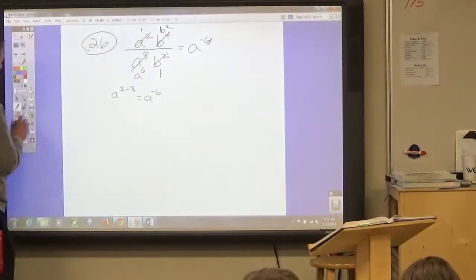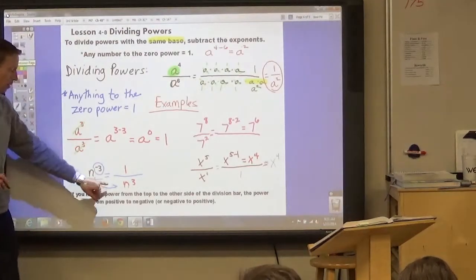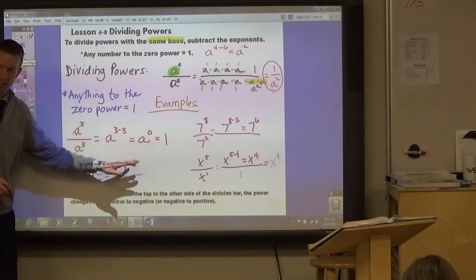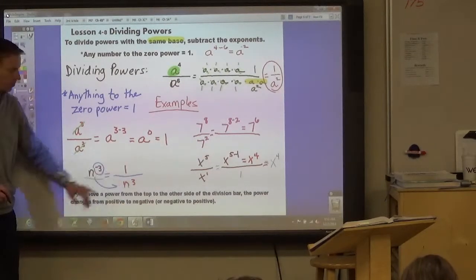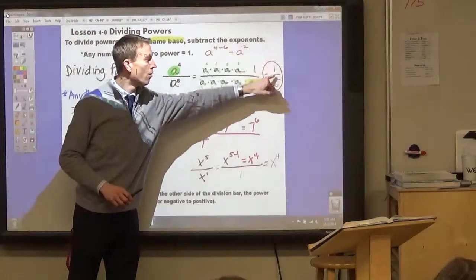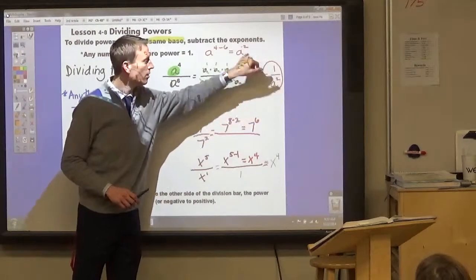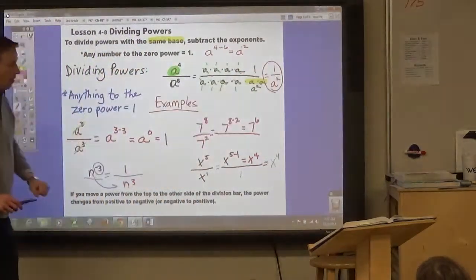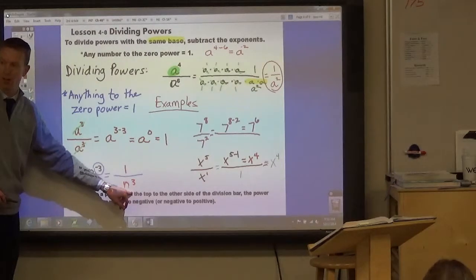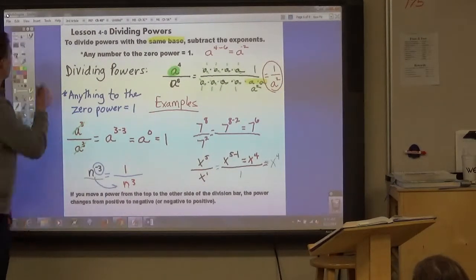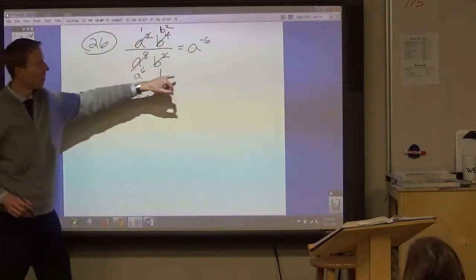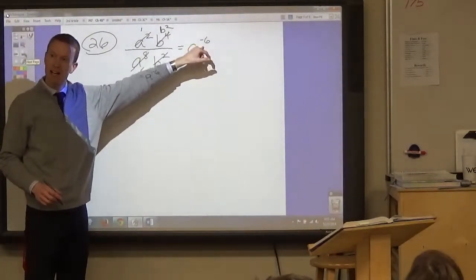Okay, remember what we wrote right here? If you move a power from the bottom of the division bar to the other side, you write it as its negative. Like a to the negative 2nd power, we wrote as 1 over a to the positive 2nd power. We moved it to the bottom of the division bar. Or n to the negative 3rd power is the same as 1 over n to the positive 3rd power. Okay? By moving this from a to the 6th on the bottom of the division bar to the top, it's a to the negative 6th.